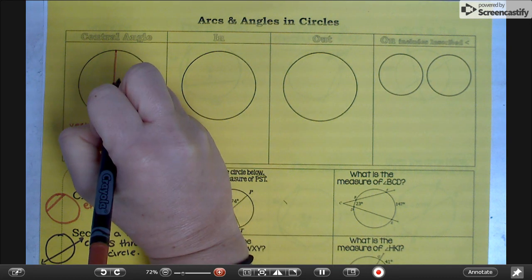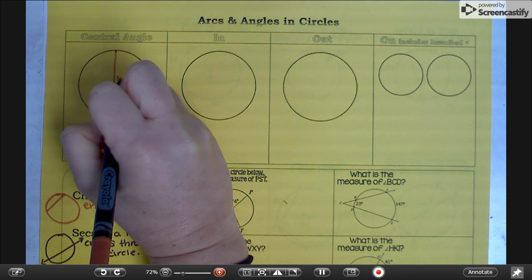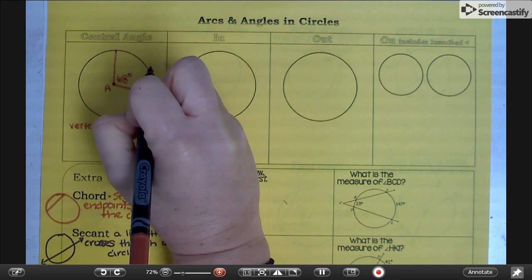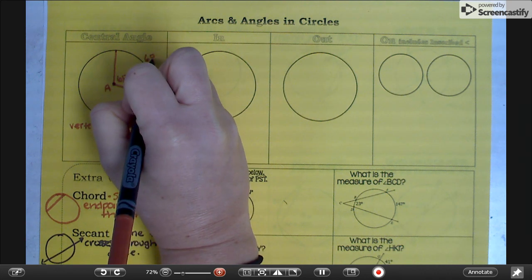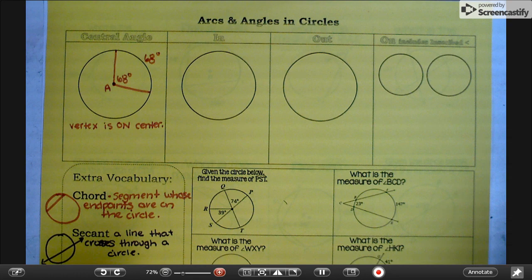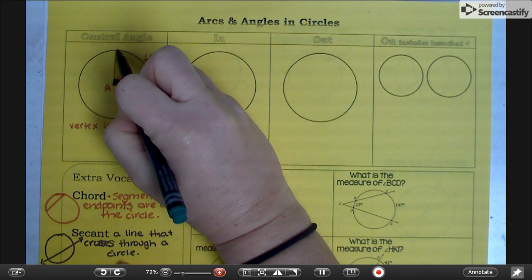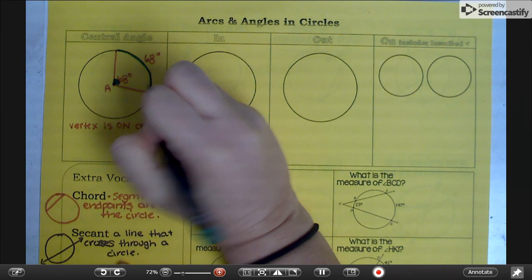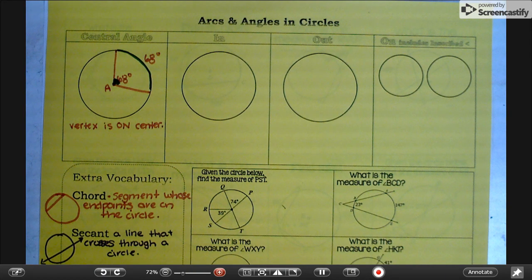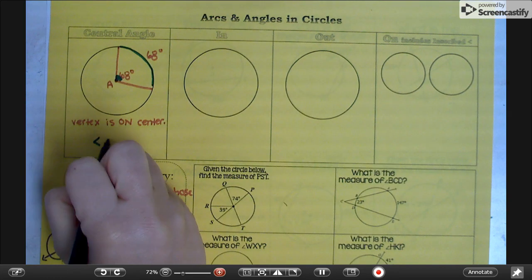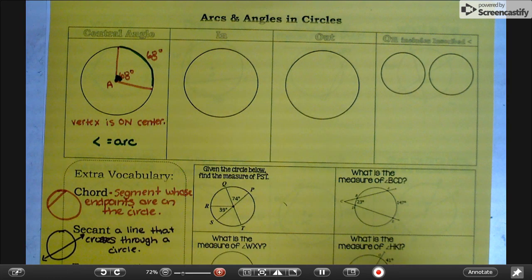We already learned that the central angle and its corresponding arc are congruent. So this angle here is the same as that arc. They are congruent. So a little formula would be angle equals arc. The measure of the angle and the measure of the arc are the same.